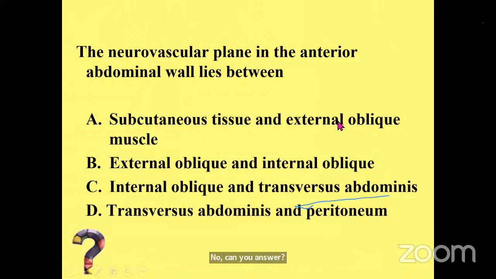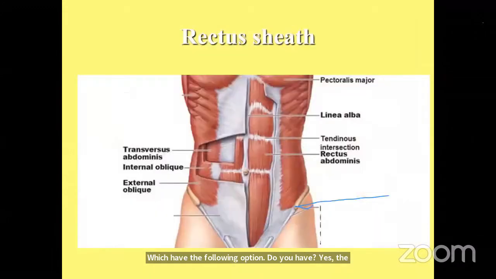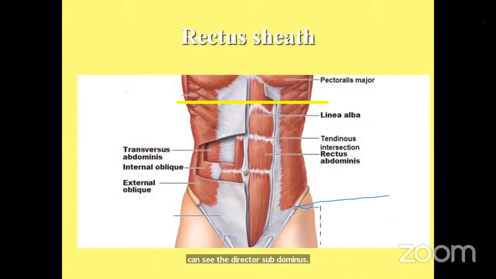Which of the following options do you have? Yes, the answer is between the internal oblique and transverse abdominis. You can see the rectus abdominis in the anterior abdominal wall. When we talk about the formation of the rectus sheath, we have different theories, but the most commonly accepted theory says we discuss the rectus under three headings.